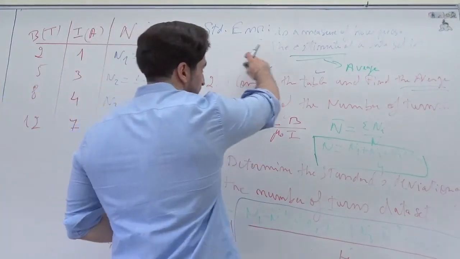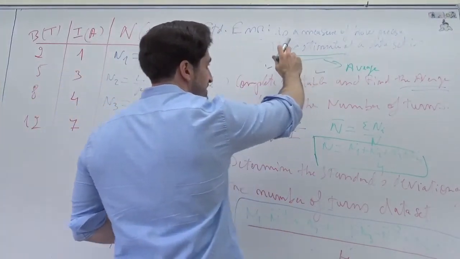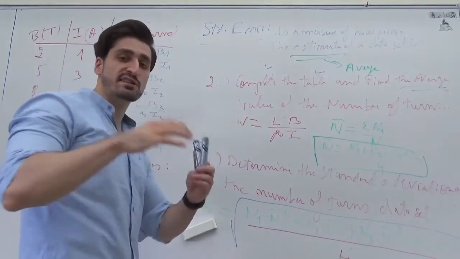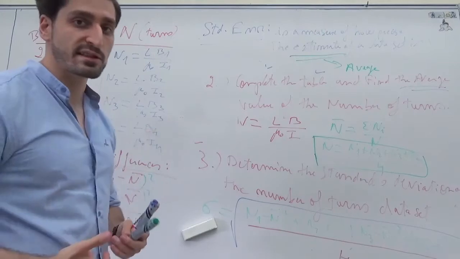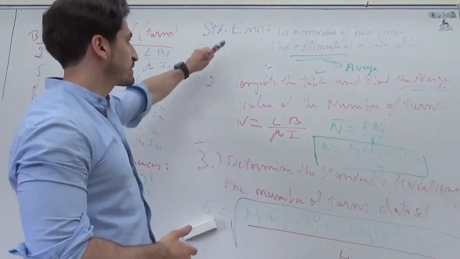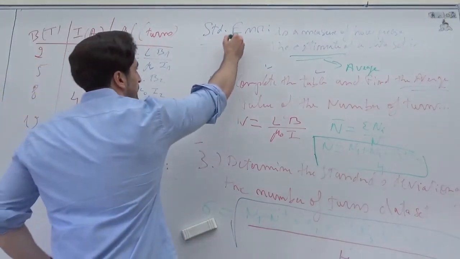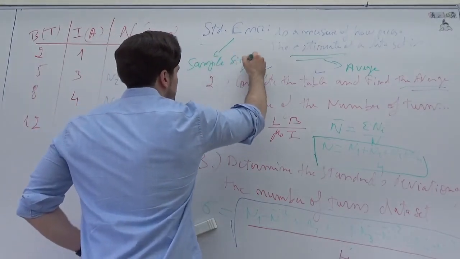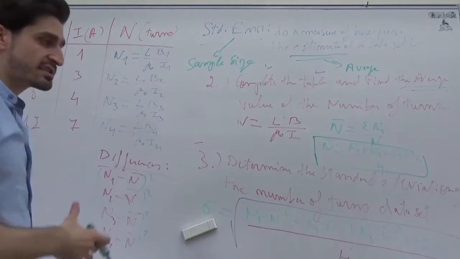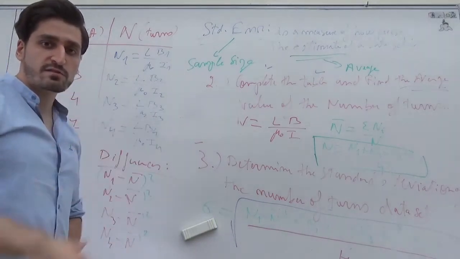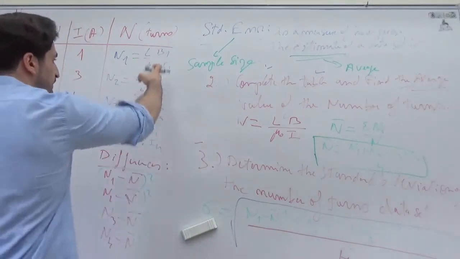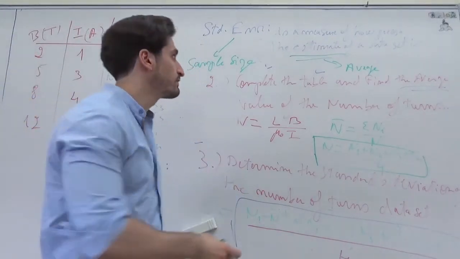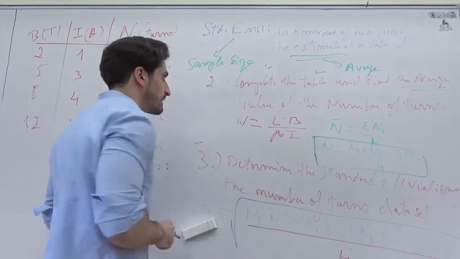So the standard error is simply a measure of how precise the estimate of a data set is, whereas standard deviation is a measure of variability of a data set. And like I said before, the standard error is going to be dependent on the sample size. So what do we mean by the sample size? The sample size is simply the number of measurements that we have. So over here we only have 4 measurements. So the bigger the sample size is, therefore the smaller the standard error is going to be.